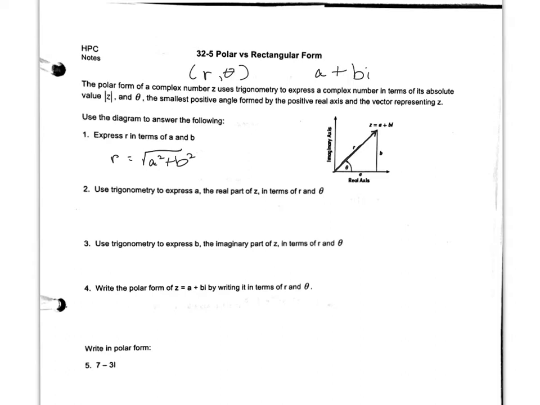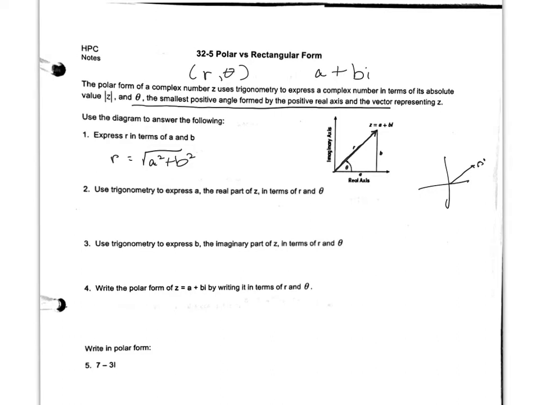Now, in order to deal with the angle, we want the smallest positive angle formed by the real axis and the vector. For example, if we had a 15-degree angle, nice and easy, you would not want to call that 375 degrees, because that's not the smallest possible angle. So we want to go with the smallest number. We're going to try to relate r and theta, but we also want to use a.